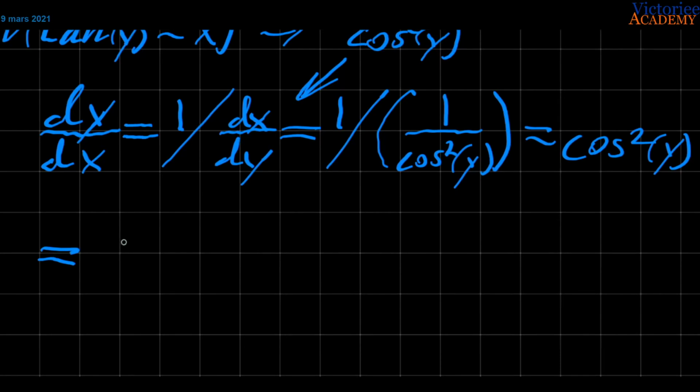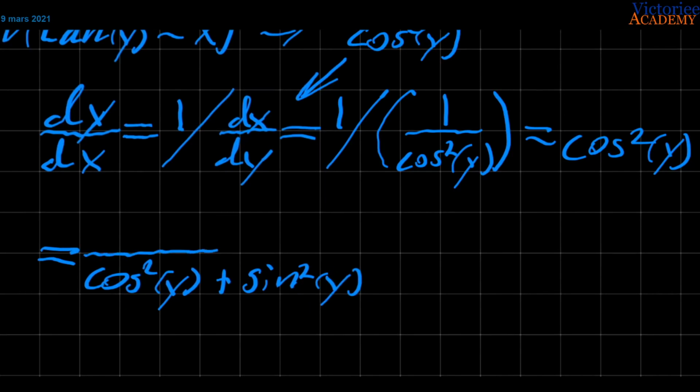And we use the trigonometric identity that equals 1, which is cos squared of y plus sine squared of y equals 1. So we are allowed to divide by 1 without changing anything. Cos squared of y. So we just divided this by 1, but not an ordinary 1, but a trigonometric 1. But this is still the same.